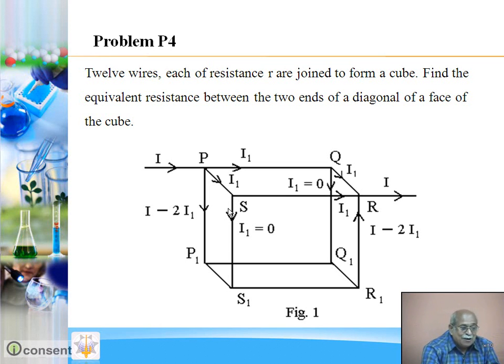So current in S to S1 will be 0. Nothing remains. Current here is I1, current here is also I1, and remaining current must be here. But remaining means 0. I1 minus I1. So current from S to S1 is 0. For the same reason, current from Q to Q1 is 0. No current flows from S to S1, Q to Q1.